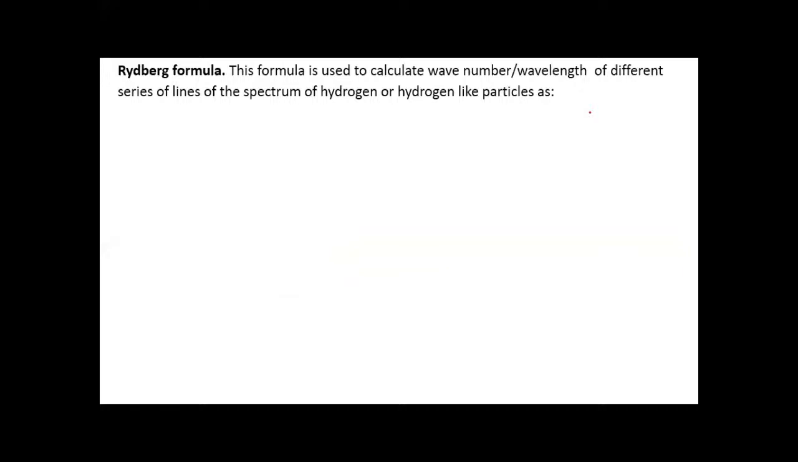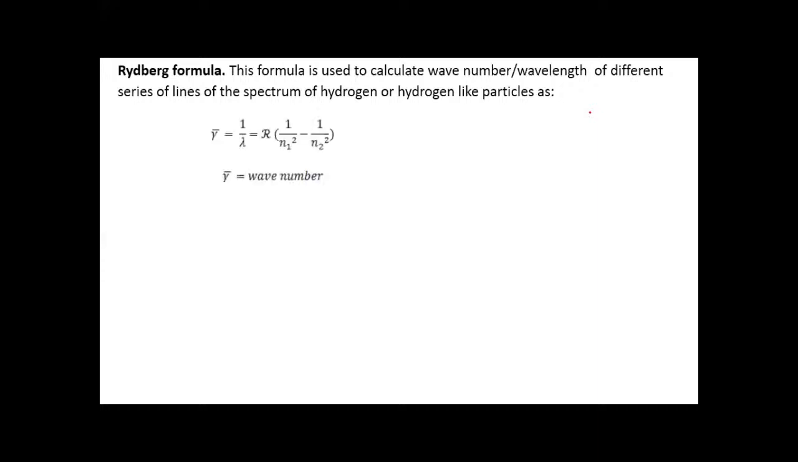What is the use of this formula? This formula is used to calculate the wave number and wavelength of different series of lines of the spectrum of hydrogen or hydrogen-like particles. Once we obtain the hydrogen spectrum, we want to calculate the wavelength or wave number for each line. Then we will use the Rydberg formula.